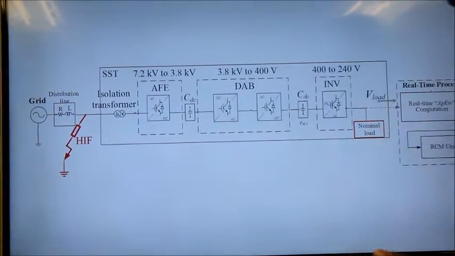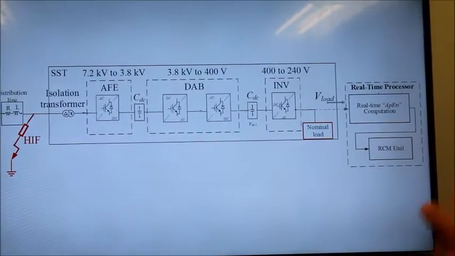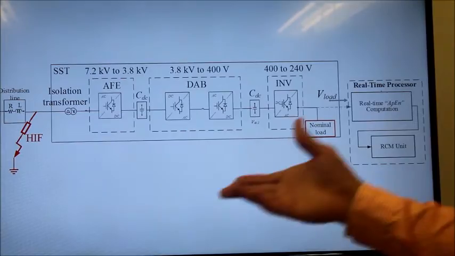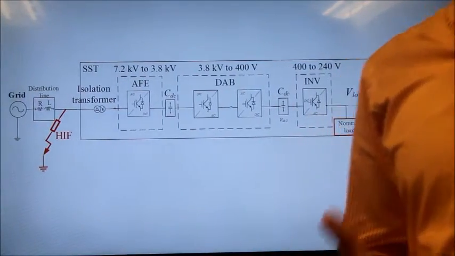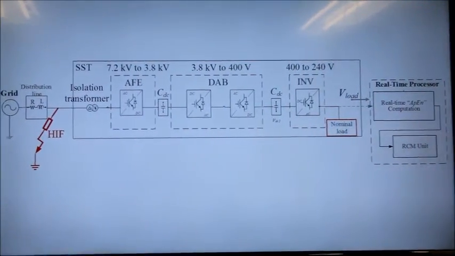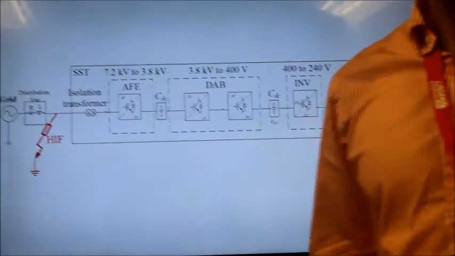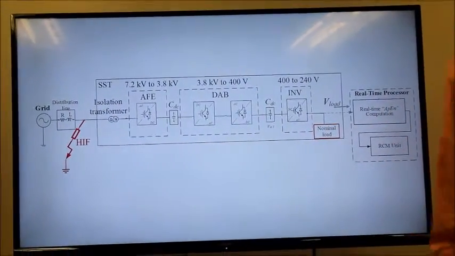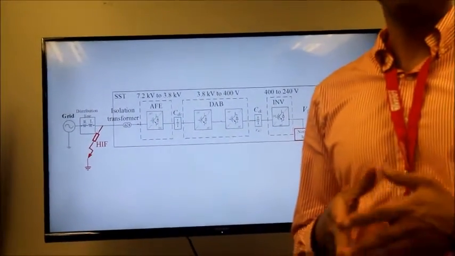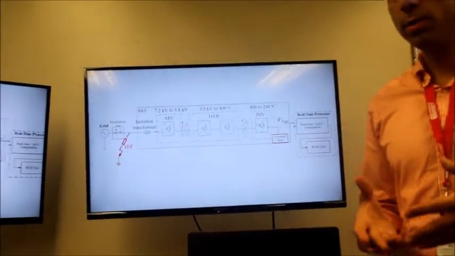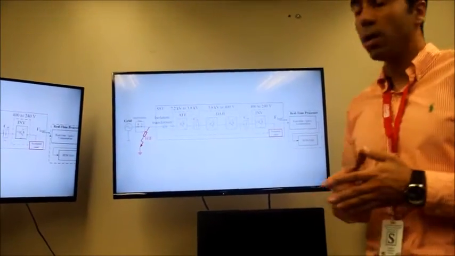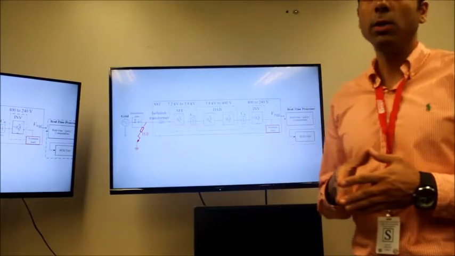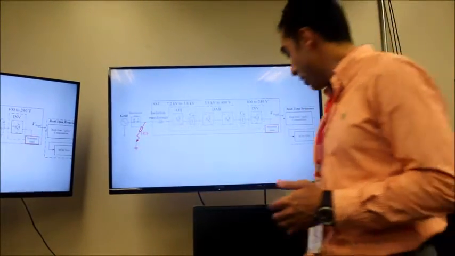In the second scenario, we have considered a high impedance fault at the grid side of the SST. So we want to see the dynamical behavior of the system in the high impedance fault, and that's really an important thing. In the high impedance fault, we don't have a high level of current. So typical protection devices like high current relays are not even able to detect this kind of dynamical behavior.